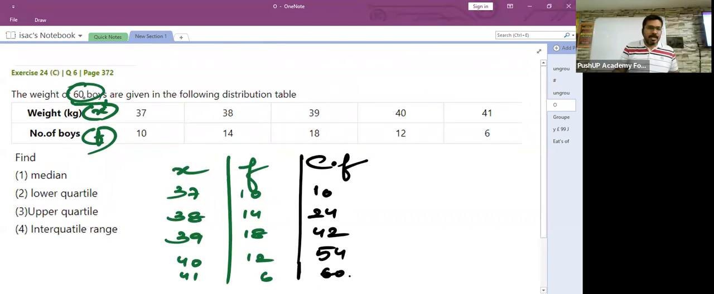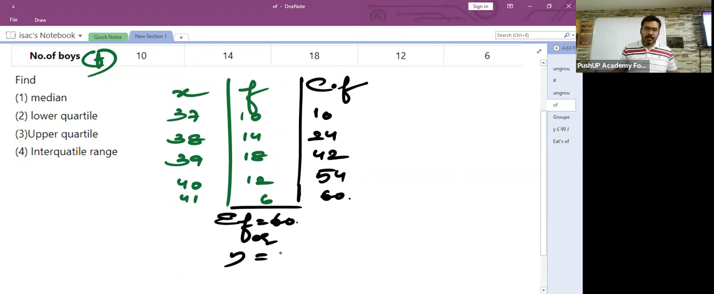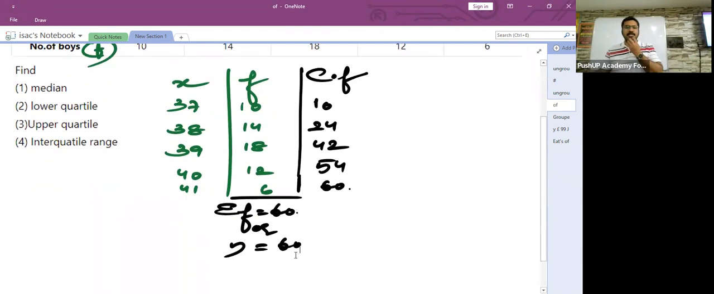Children, is it matching with the number of boys given to us? Yes. So the last value is matching. Your calculation is correct. Just for the namesake, you write here sigma f is equal to what? 60. Or else you can also write n is equal to 60. No harm in doing this, okay? N is equal to 60. Now let's find the median value, children.